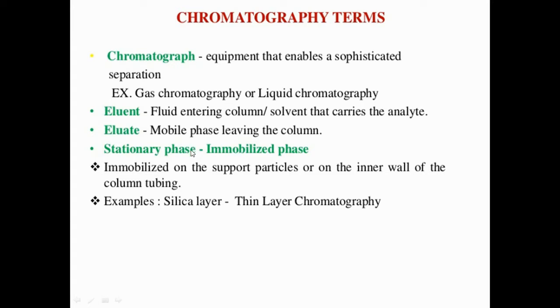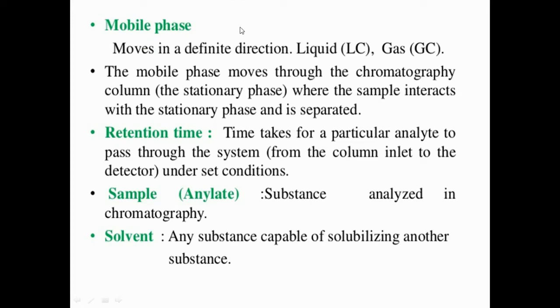The stationary phase. All chromatography techniques have a stationary phase and a mobile phase. The stationary phase is an immobilized phase, that is, it doesn't move. An example of a stationary phase is the silica layer, which acts as a stationary phase in thin layer chromatography. Mobile phase. Mobile phase is the phase which moves. So the mobile phase may be either a liquid or a gas.